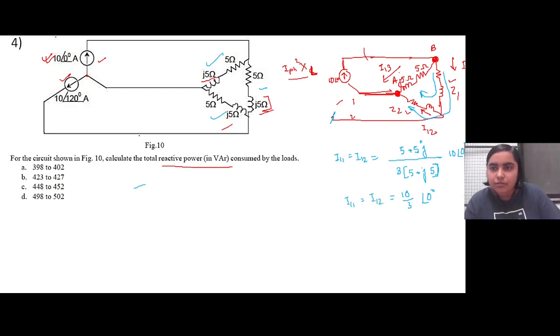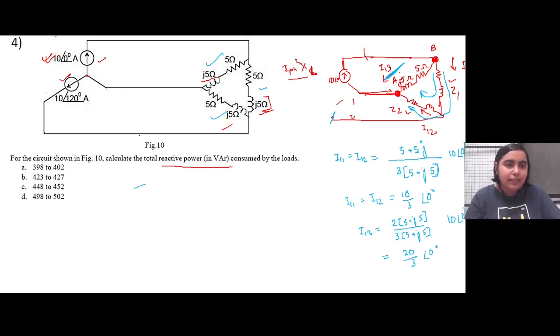Now the rest, what is there? This I13 current is left, right? So I13 will be equal to, again, 3 times 5 plus j5 in the denominator, and on top it will be the other branch impedance, which is 2 times 5 plus j5, of the total current. 10 angle 0, so it will be 2 by 3, so 20 by 3 angle 0.